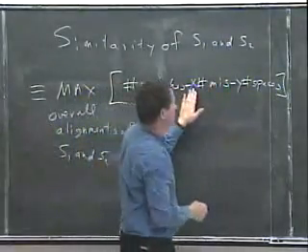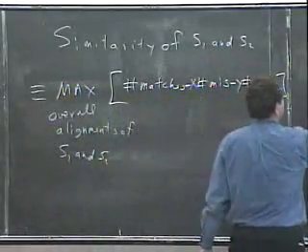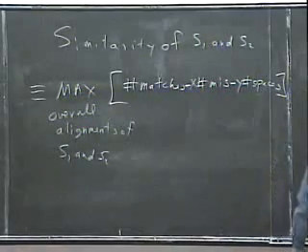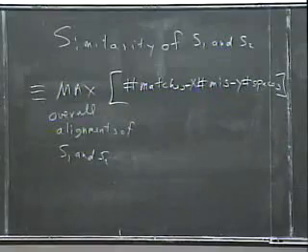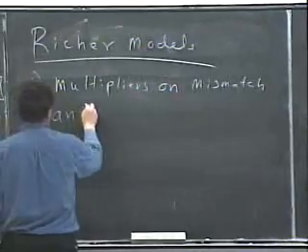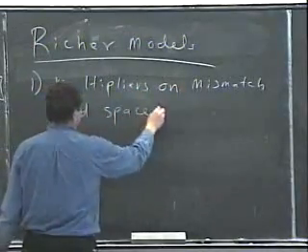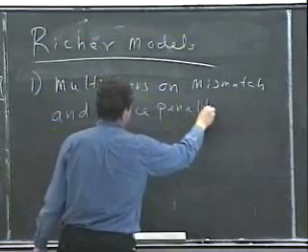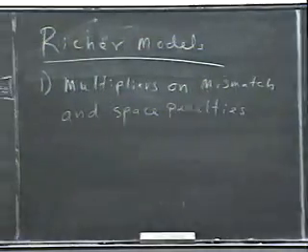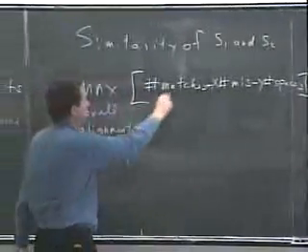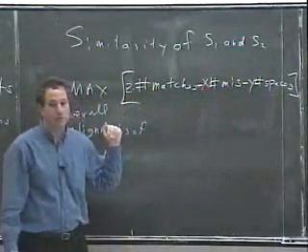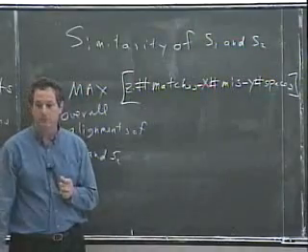So that's the first way in which people enriched the models. Multipliers on mismatch and space penalties. Okay? You might ask why I don't put something on matches here. Why x, y, z? Why don't I play around with the value of a match? What's the answer to that?